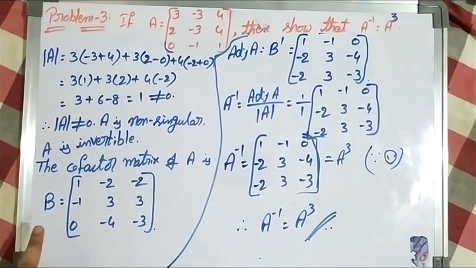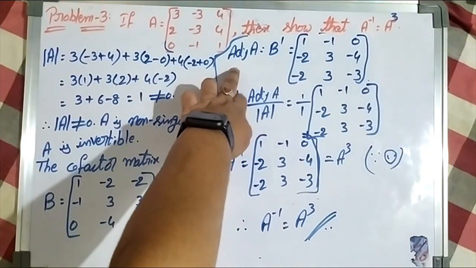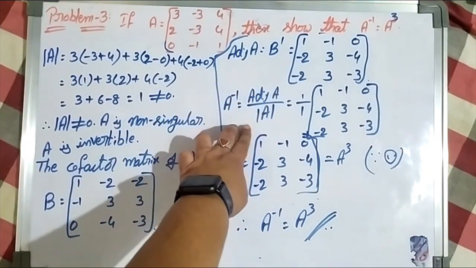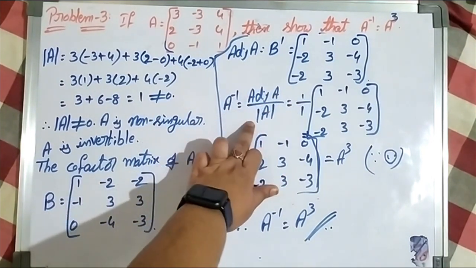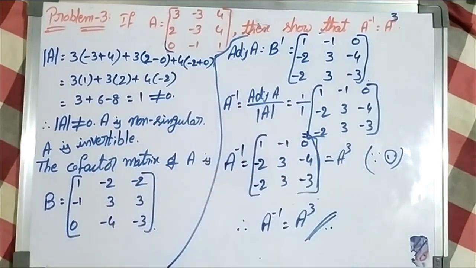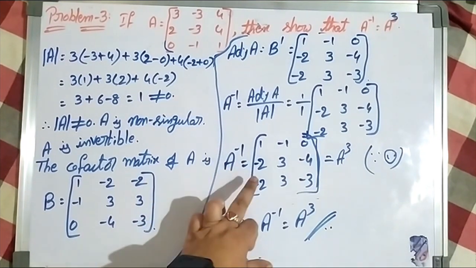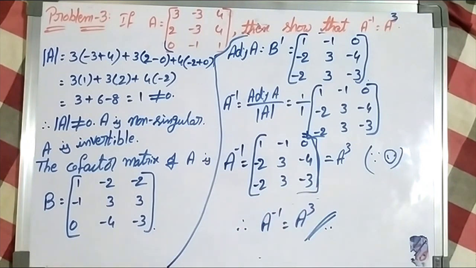Let it be B. Then the transpose of the cofactor matrix B is equal to the adjoint of A. Then by finding the adjoint of A value, we substitute the values into the A inverse formula. A inverse equal to adjoint of A by determinant of A. 1 by det A value is 1. 1 by 1 into the adjoint of A value. Then A inverse equal to 1, minus 1, 0, minus 2, 3, minus 4, minus 2, 3, minus 3.